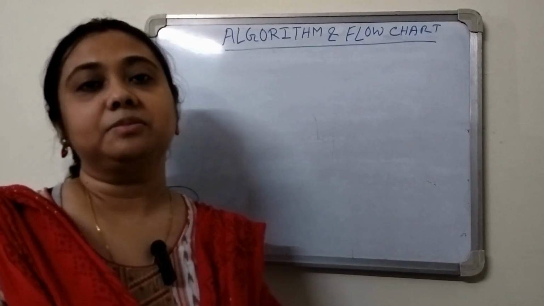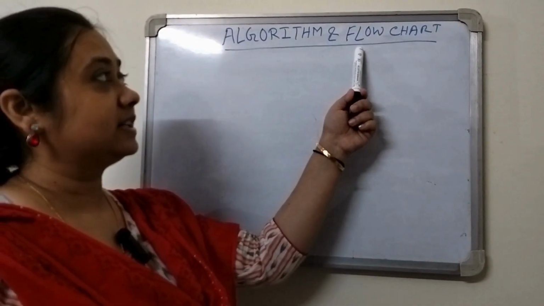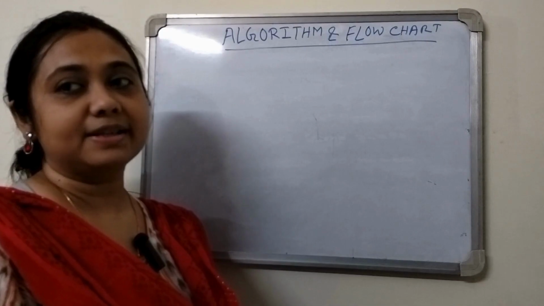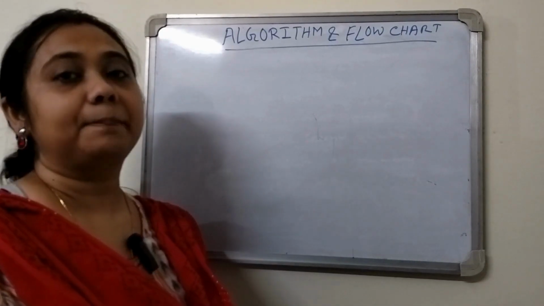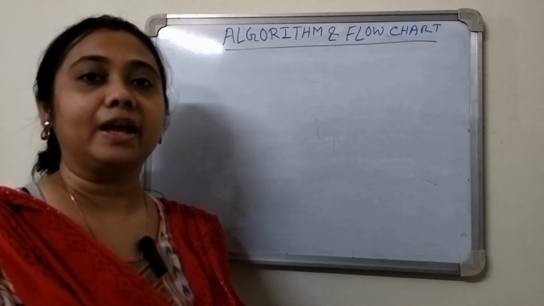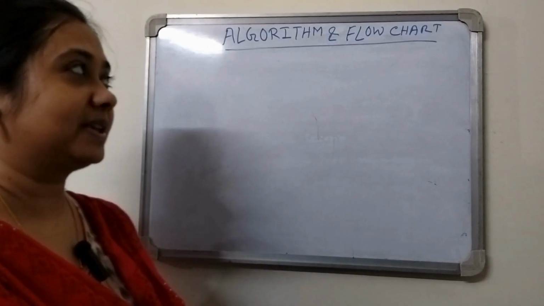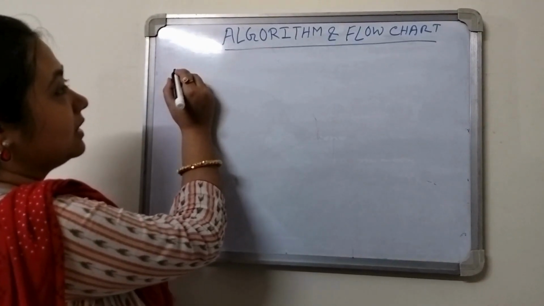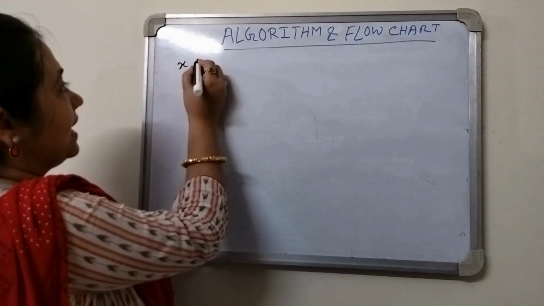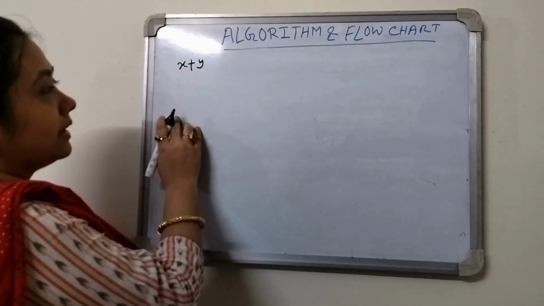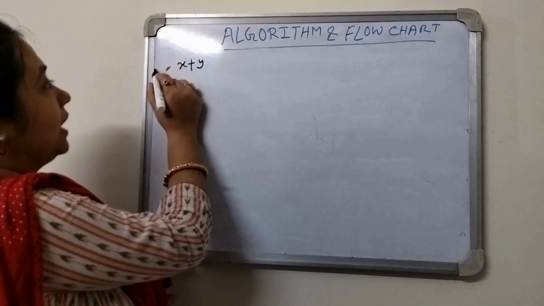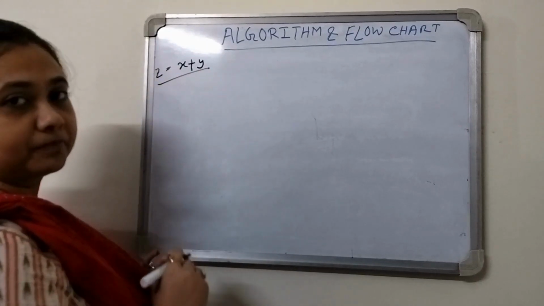After the algorithm, we are coming to the next part, that is the flowchart. So what is the flowchart? Flowchart is the pictorial representation of an algorithm. So what is the pictorial representation? Suppose we are taking two numbers, x and y. We want to give the addition of these two numbers and we are getting the result z.